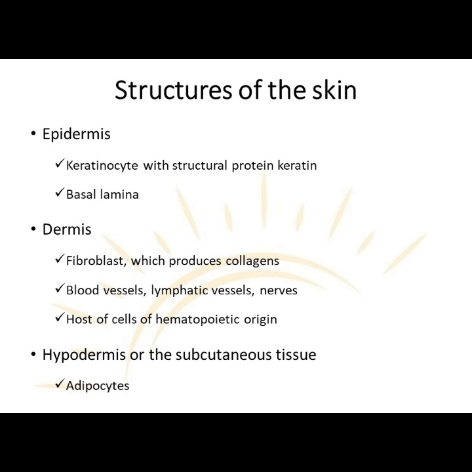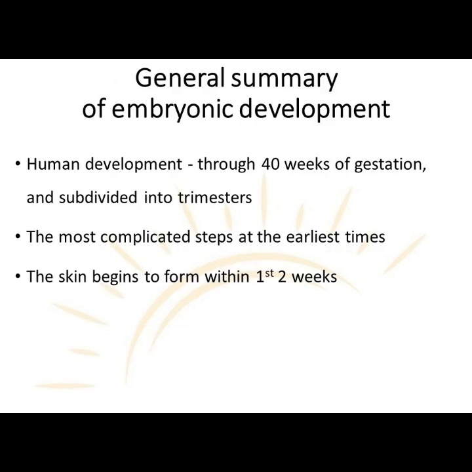Beneath the dermis is the hypodermis, or subcutaneous tissue, which is composed largely of adipocytes. This layer cushions underlying structures, provides insulation, and serves as an energy reservoir. General summary of embryonic development. Human development through 40 weeks of gestation is subdivided into trimesters. The most complicated steps occur at the earliest times. The skin begins to form within the first 2 weeks.